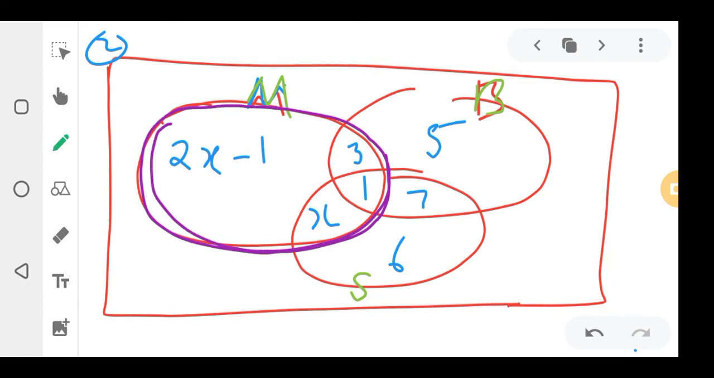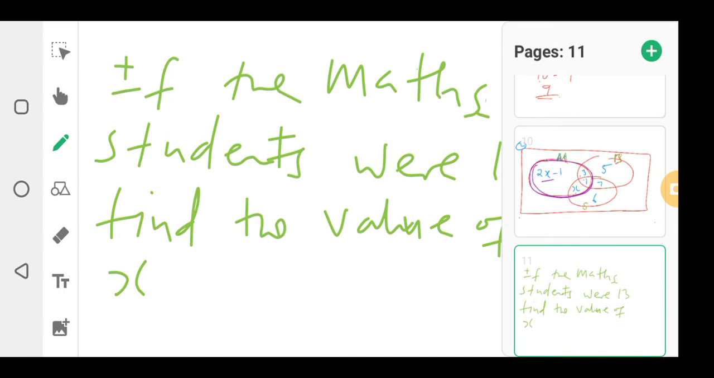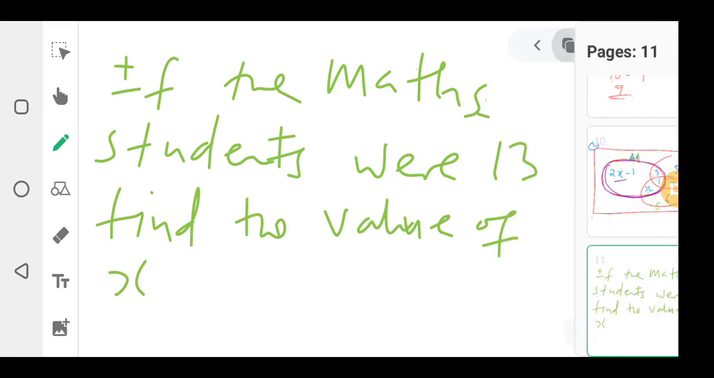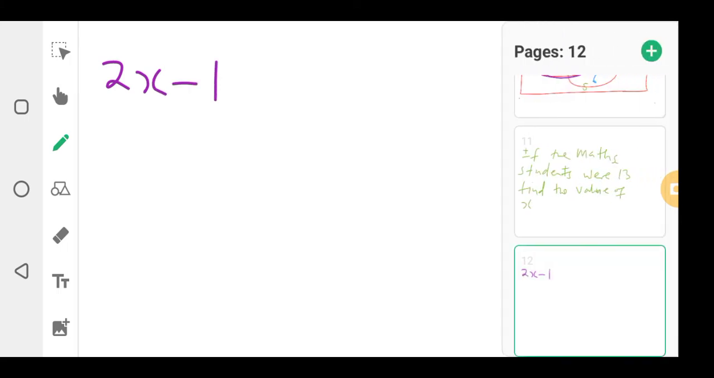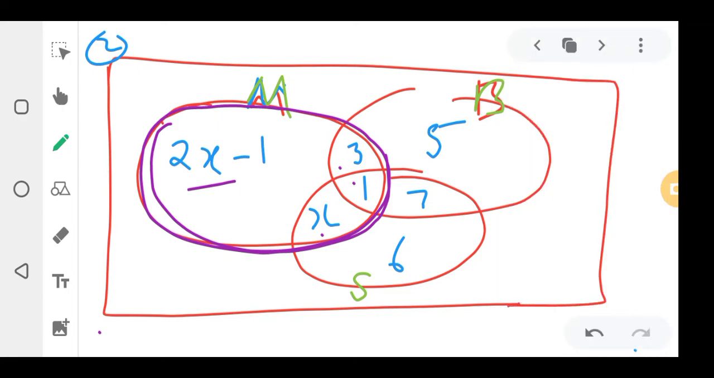If they said the biology students, meaning you add the biology circle. If they said science students, you add the science circle. But now they've said the math students are the ones that are 13. So you add this one plus that one plus this one plus this one. Everything in the circle for maths, you add it. So that is 2x minus 1. The next one is what? You add 3 plus 1 plus x.